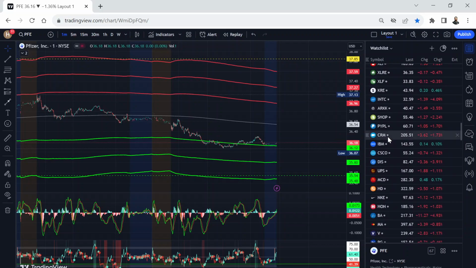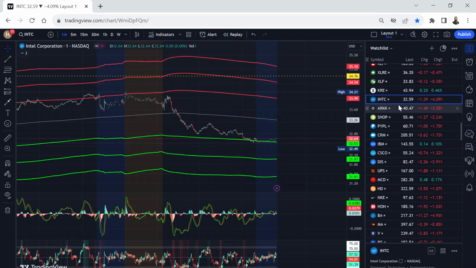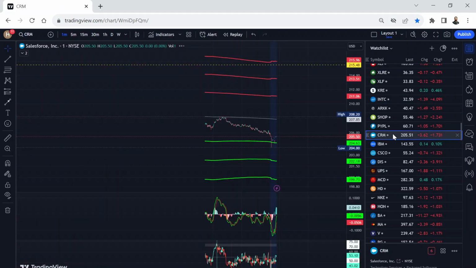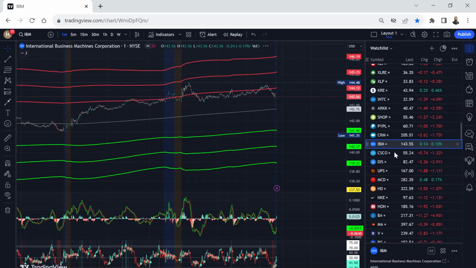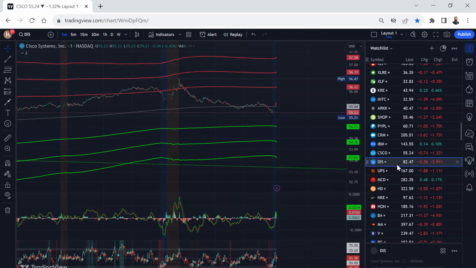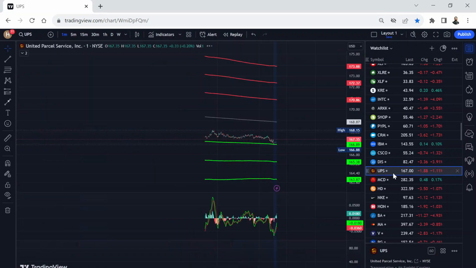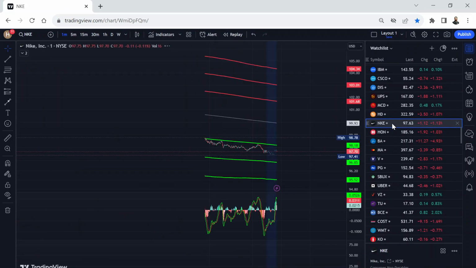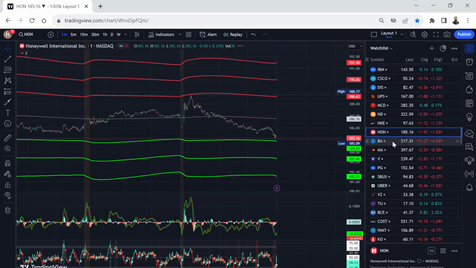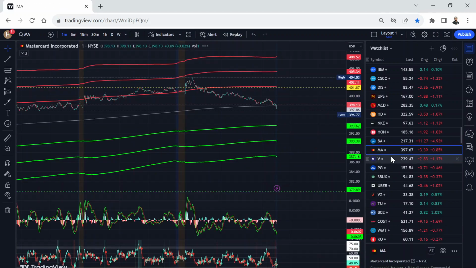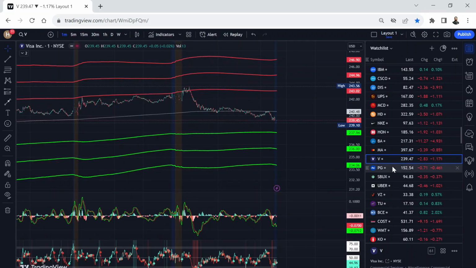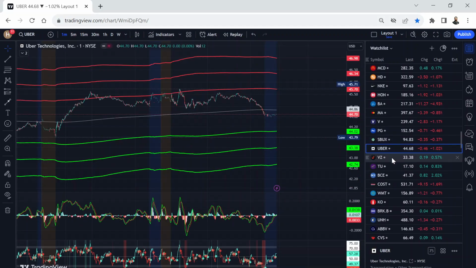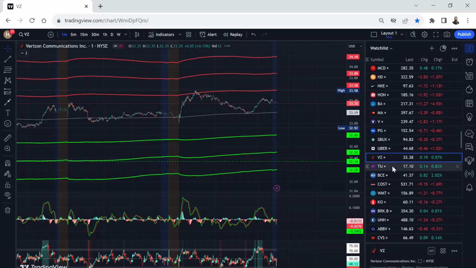Let's look at what else sold heavily today. Intel 4% down buy zone. ARKK in the buy zone. PayPal in the neutral zone, CRM in the buy zone, IBM sell zone, Cisco in neutral zone, Disney in the buy zone, UPS in the buy zone, McDonald's neutral zone, Home Depot in the buy zone, Nike in the buy zone, Honeywell in the buy zone, Boeing in the buy zone, MasterCard in the neutral zone, Verizon neutral zone, PG neutral zone, Starbucks in the buy zone, Uber neutral zone, and telecom sectors are probably in the buy zone.